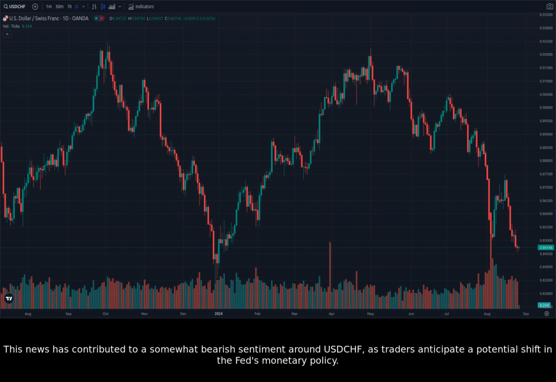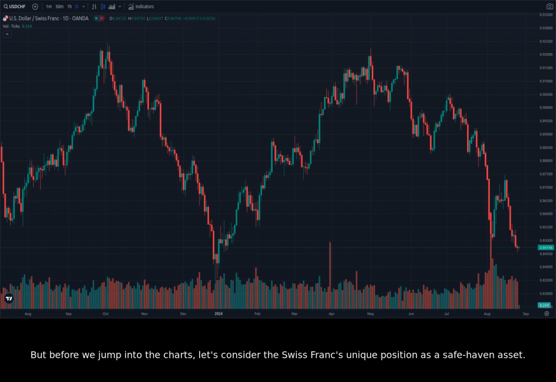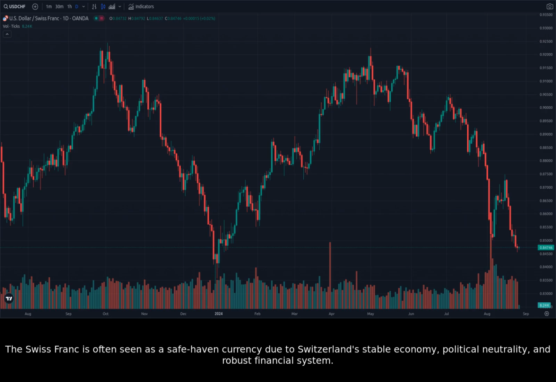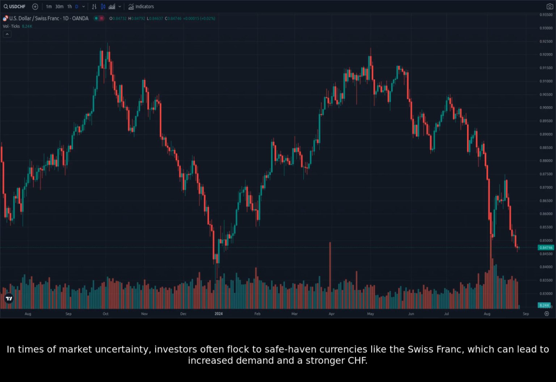monetary policy. But before we jump into the charts, let's consider the Swiss franc's unique position as a safe haven asset. The Swiss franc is often seen as a safe haven currency due to Switzerland's stable economy, political neutrality, and robust financial system. In times of market uncertainty, investors often flock to safe haven currencies like the Swiss franc, which can lead to increased demand and a stronger CHF.